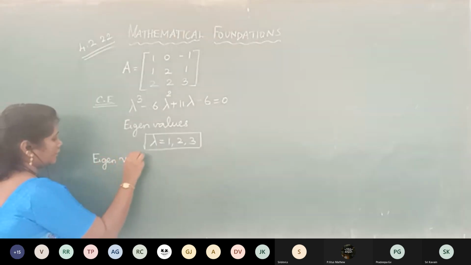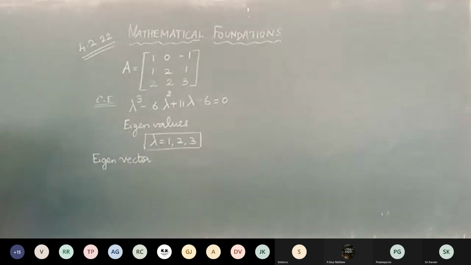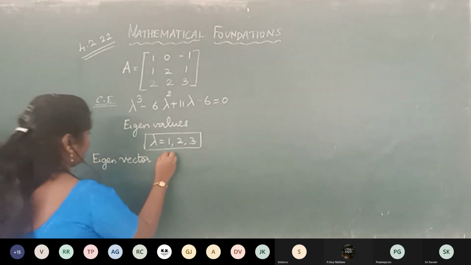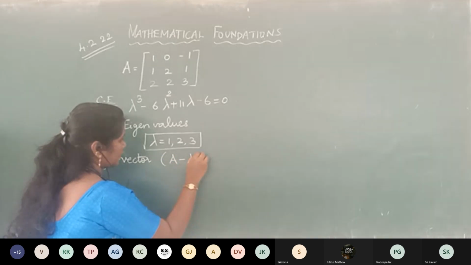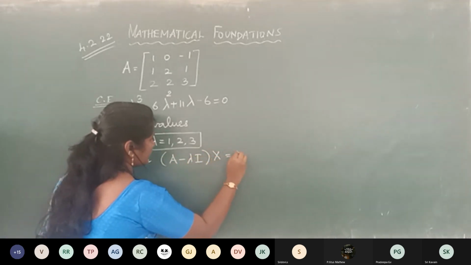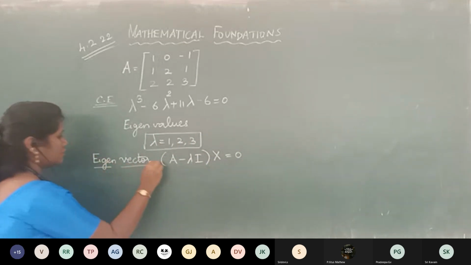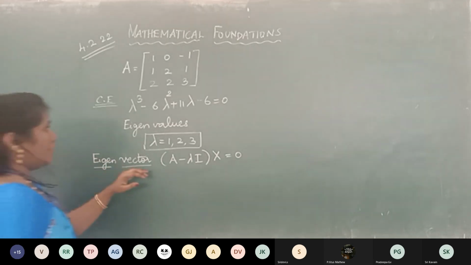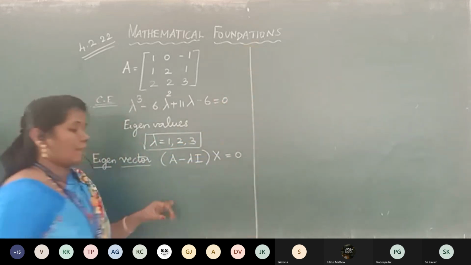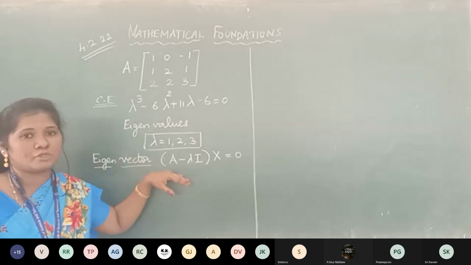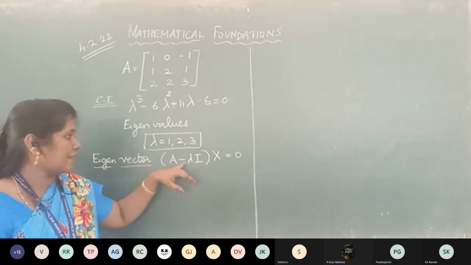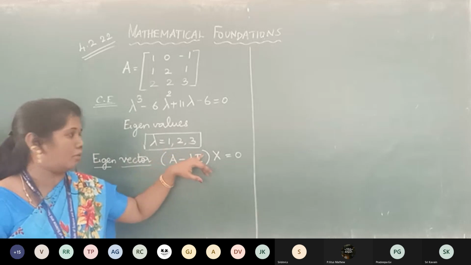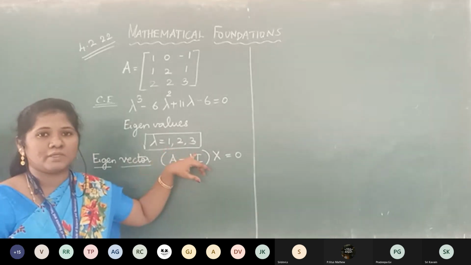Now, for your eigenvector, what was the formula I gave you? It is A minus lambda I into x equal to 0. For your eigenvector, this is the format. A is your given matrix and x is the eigenvector. So for finding the eigenvector, this is the general format. A will be the given matrix, lambda will be the eigenvalues which we got. For each eigenvalue, you will find the eigenvector separately.